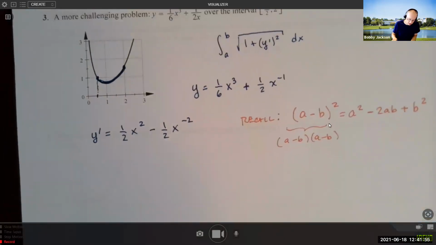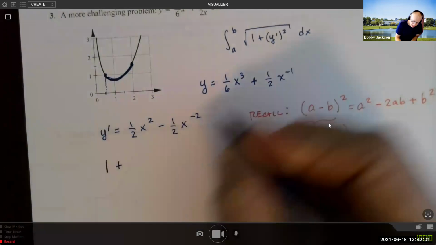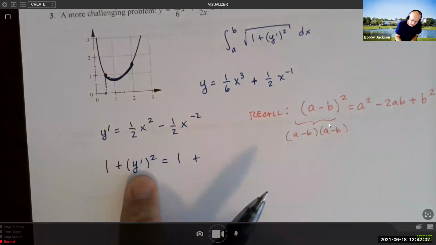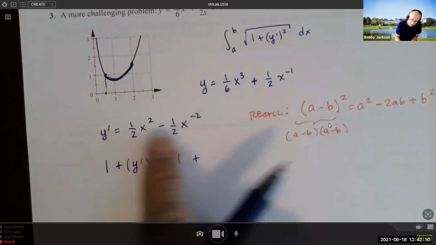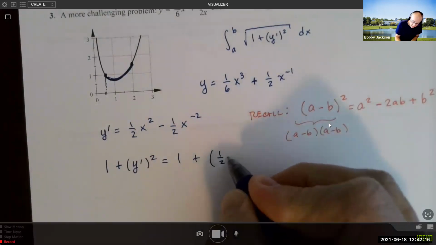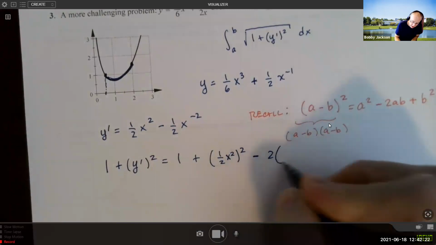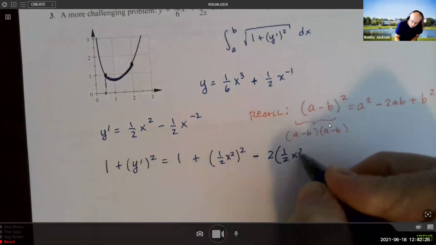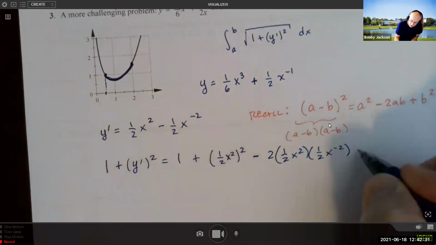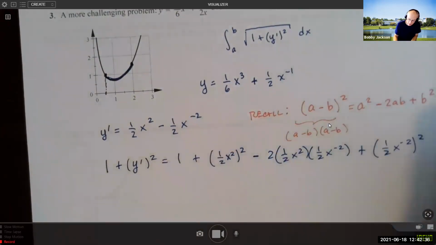So that's what you actually get when you square a minus b, and that's what I'm going to do here. I'm actually going to do 1 plus y prime squared. So 1 plus what? When I square this, the a is 1/2 x squared, and the b is 1/2 x to the negative 2. So I'm going to get 1/2 x squared squared, that's the a squared part, minus 2 times a, which is 1/2 x squared, times b, which is 1/2 x to the negative 2, and then plus b, 1/2 x to the negative 2, squared.